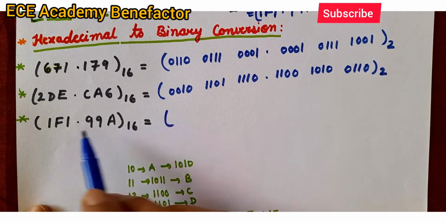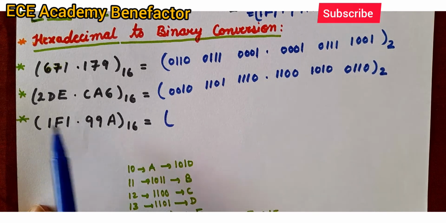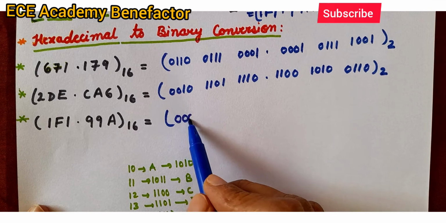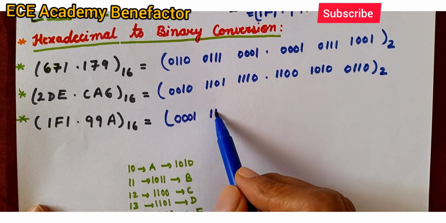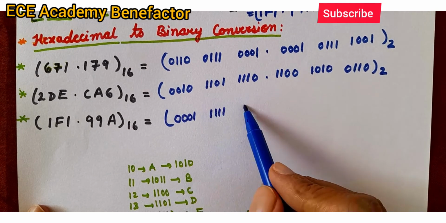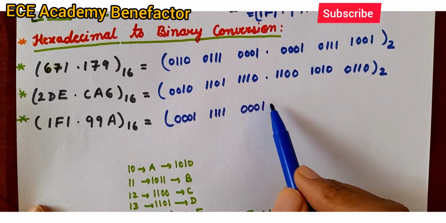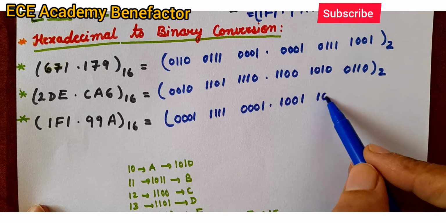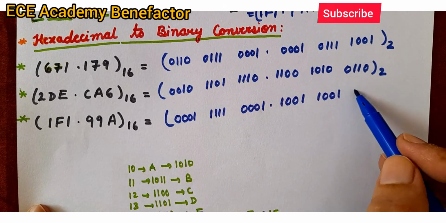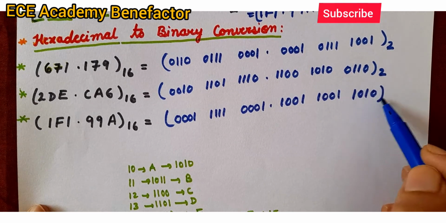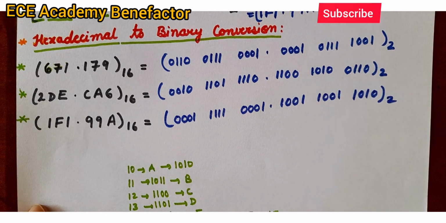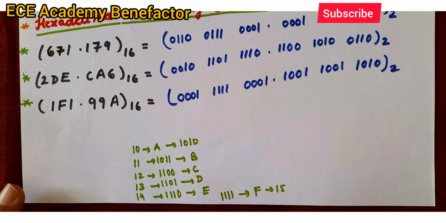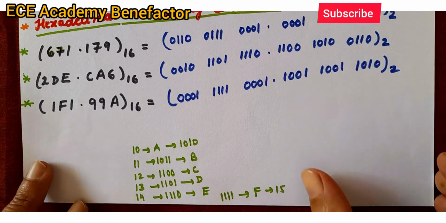Now coming to the third question, 1F1. Write 1 in a group of 4 bits: 0001. F is 1111. 1 is 0001 dot 9 is 1001, 9 is 1001. A is 1010 in binary. So in this way we can do hexadecimal to binary conversion.